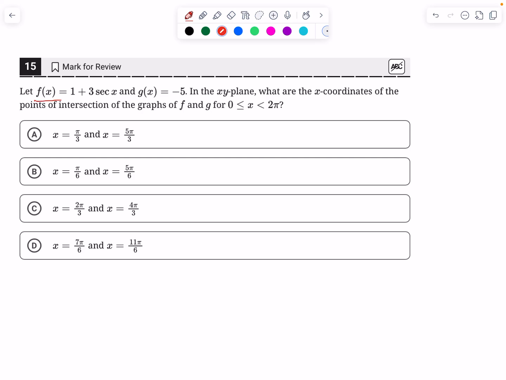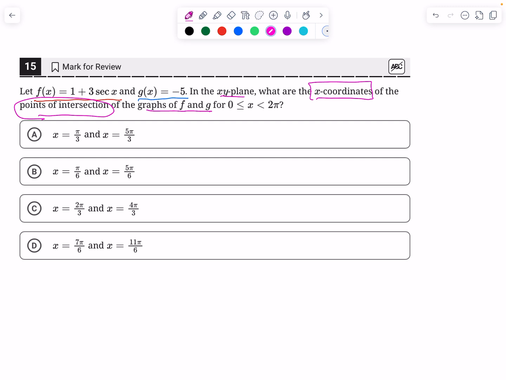Let f be a function of x equals 1 plus 3 secant x, and g be a function of x equals negative 5. In the xy plane, what are the x-coordinates of the points of intersection of the graphs of f and g for the domain 0 is less than or equal to x, less than 2 pi?